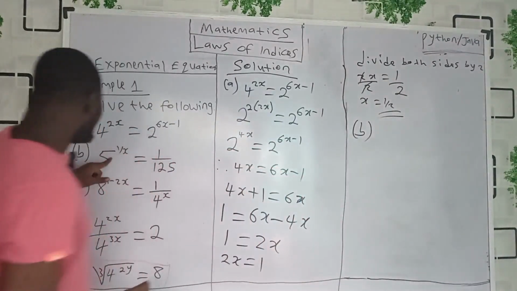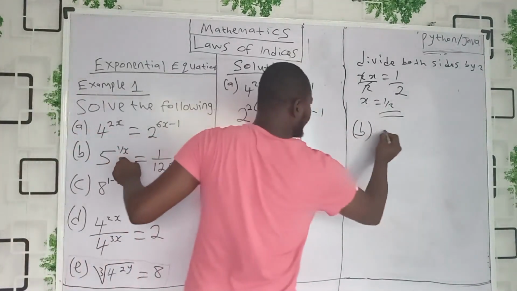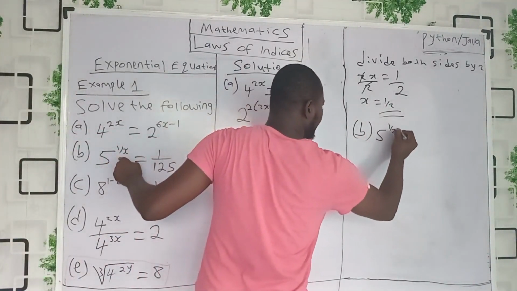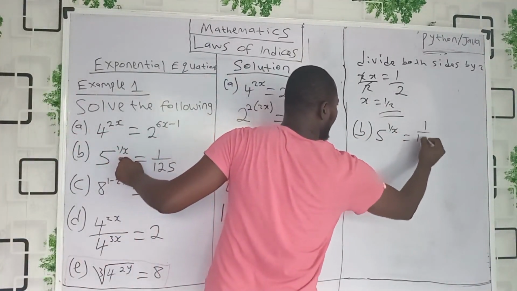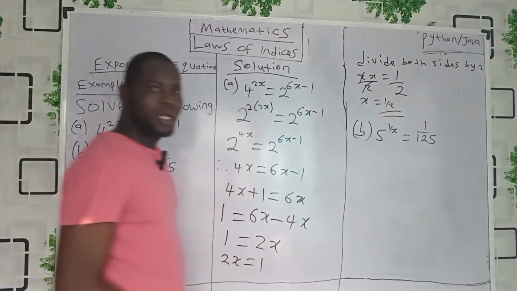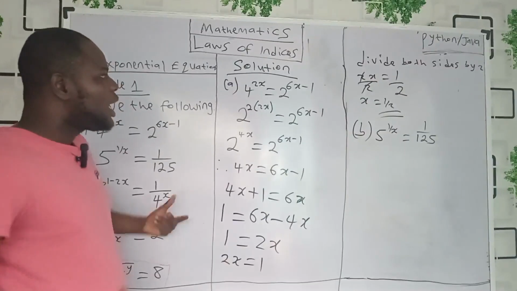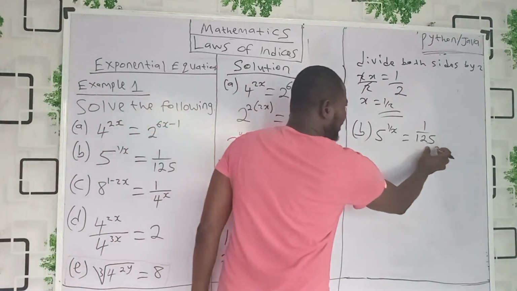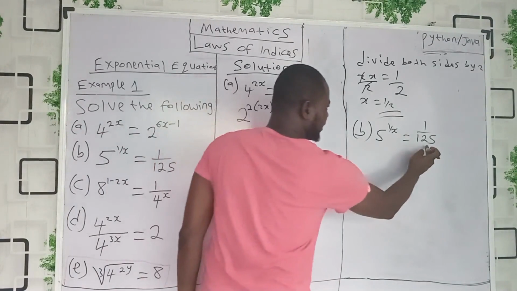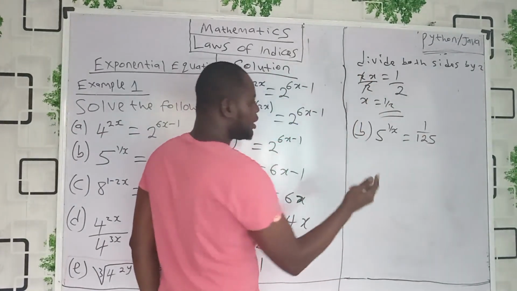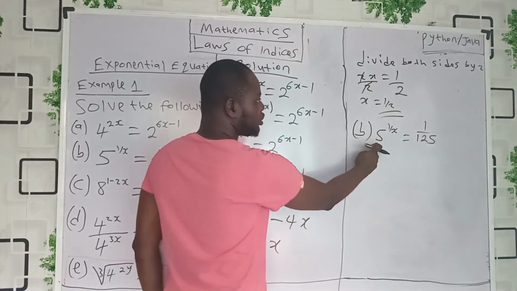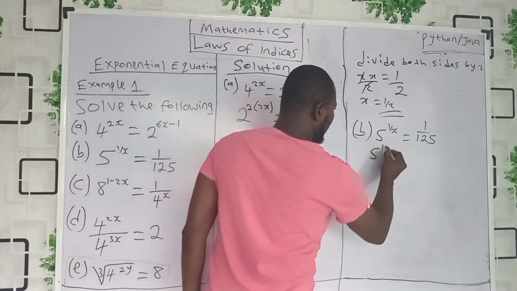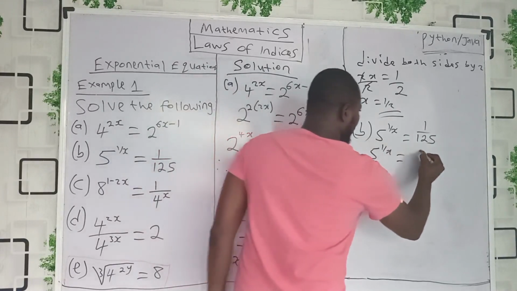b now, that is 5 raised to power 1 over x is equal to what? 5 raised to power 1 all over x equal to 1 all over 125. Okay? Now, let's look at this. How do we solve this? Of course, we have to find a way to simplify the one at the right hand side so that we can express it as 5 raised to power something. Why? Because I am having 5 raised to power something here.